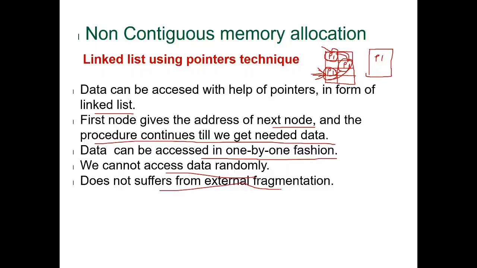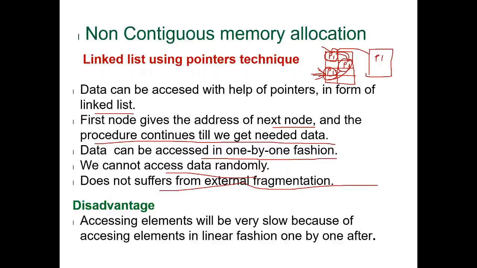It does not suffer from external fragmentation. Using linked list pointers, it does not suffer from external fragmentation. Wherever there is memory available, that process is placed anywhere. The disadvantage is that accessing elements will be very slow because elements are accessed in a linear fashion, one after the other. Whenever you execute this, it is going to be slow because those are linked to each other. If you want to access the last record, then all previous records you need to access. That's why it is a little slow.